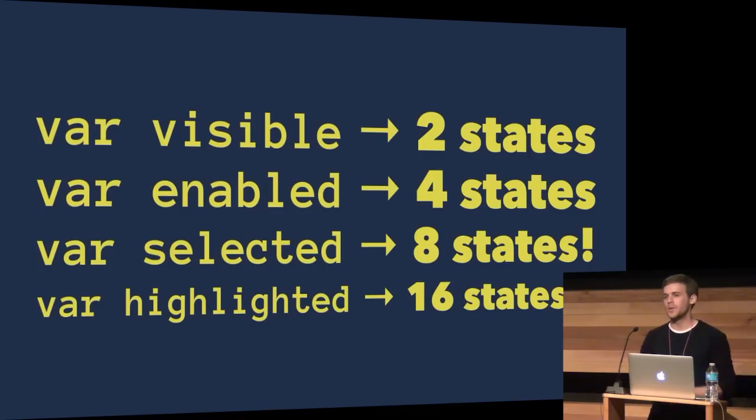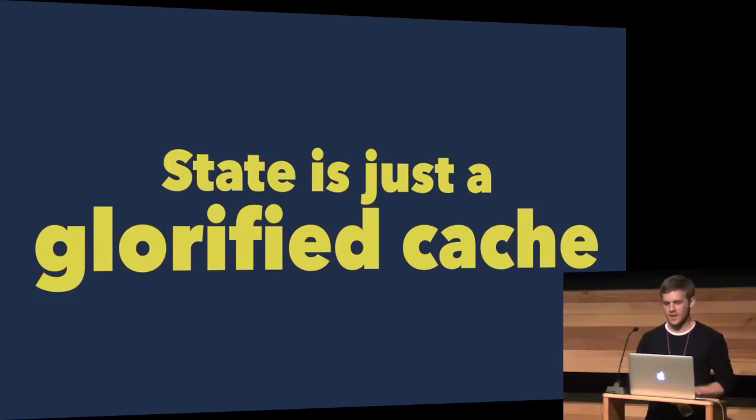It's two states. The moment you add another Boolean, you suddenly have four states. You have a matrix. It's visible and enabled, visible and disabled, invisible and enabled, invisible and disabled, and so on and so forth. Every new Boolean that you've added is doubling the number of possible states your program can be in. For more complicated data types, the growth is even more dramatic. So state is exponentially complex.